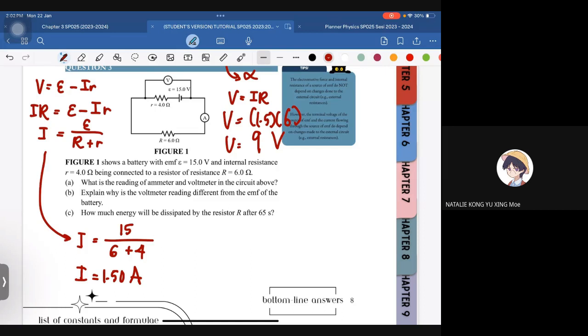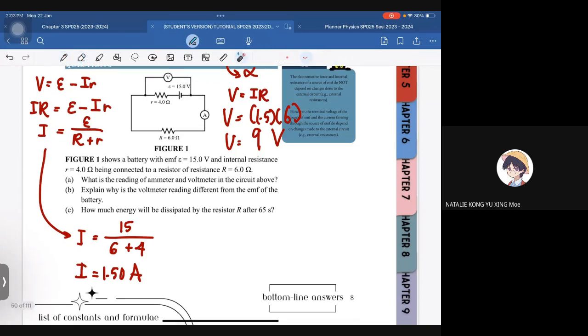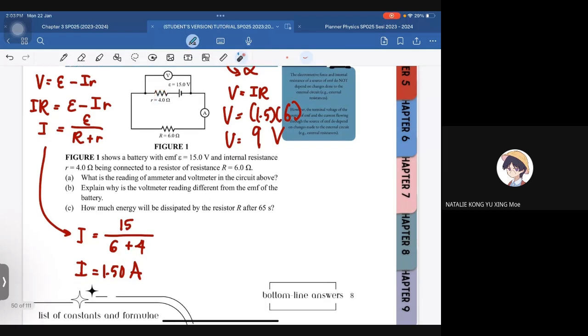Kenapa? Kenapa voltmeter reading different from the EMF of the battery? Sebab sekarang ni, the voltmeter ni, dia read the terminal voltage of the battery kan. Lepas tu apa yang kita ingat, apa yang saya explain tadi? Saya cakap, the EMF will go through the internal resistance, which causes an internal drop of the voltage. So in the presence of this internal resistance, it will cause the supply voltage to be less than the EMF. So kenapa? Sebab ada presence of internal resistance.